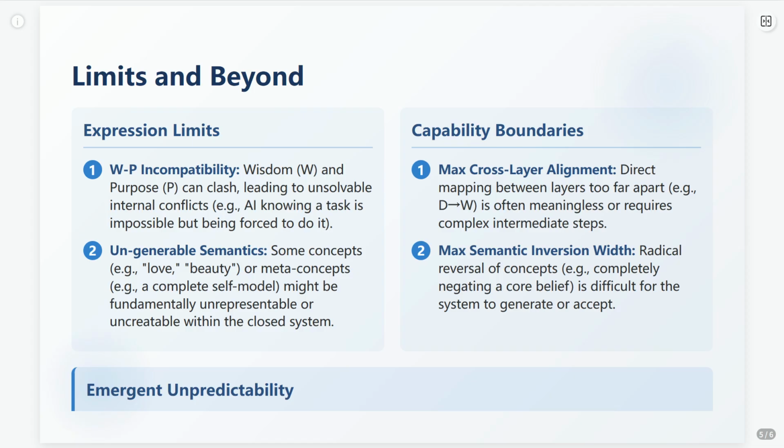There are also practical limits. You can't easily jump too many layers at once, like going straight from raw data to wisdom and trying to completely flip a core belief. The system might just shut down. Plus, that D to I to K to W path to wisdom can sometimes spit out surprises you didn't see coming, showing the system's complexity can lead to emergent weirdness.